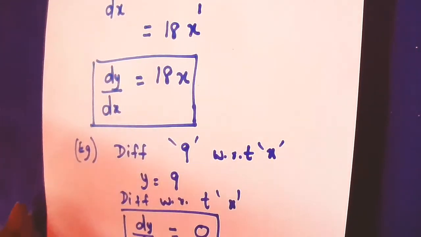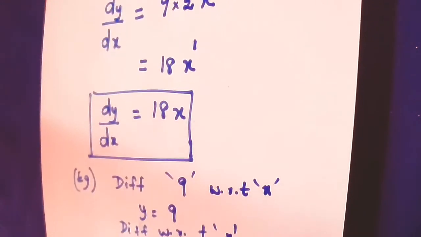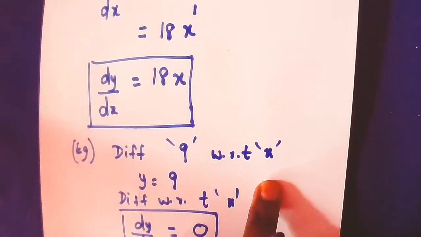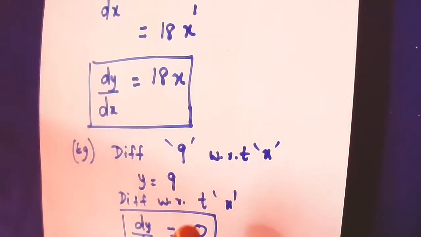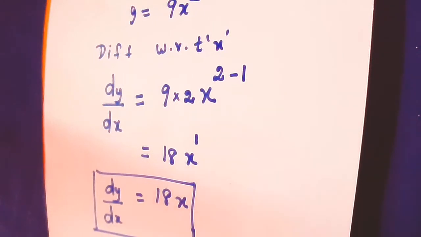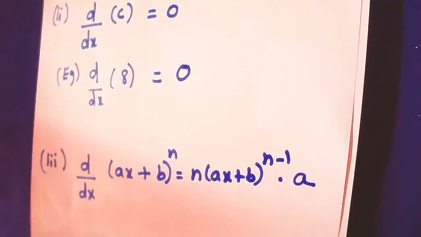Understand the difference here. We are going to differentiate only 9 with respect to x. In that case, differentiation of 9 will become 0. Understood, students? Don't get puzzled. When you practice more problems, it's going to be very, very simple. This is the first rule, and the second rule we discussed. Third rule.